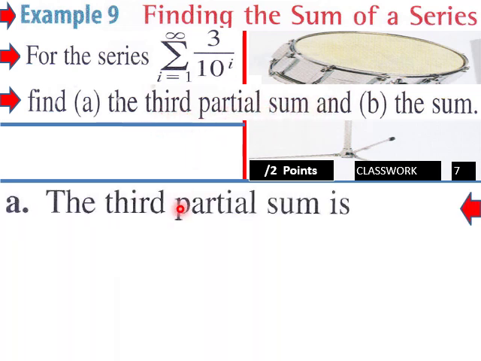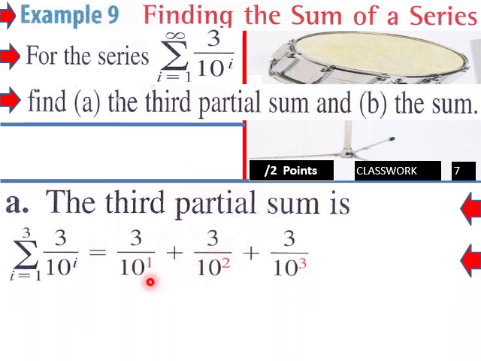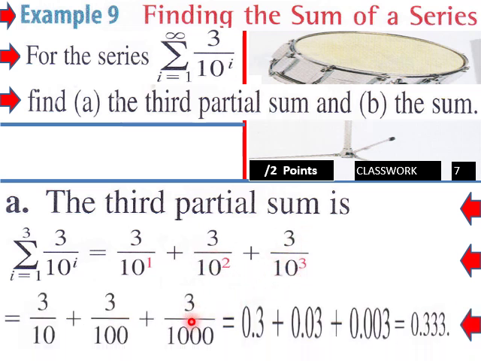So okay, the third partial sum. Your upper limit would be 3. You start at 1, so 3 over 10 to the 1 plus 3 over 10 to the 2 plus 3 over 10 to the third power. That comes out to 0.333 here. 3 over 10, 3 over 100, 3 over 1000. This gets to be 0.333.